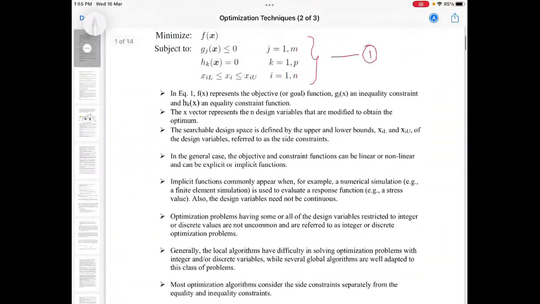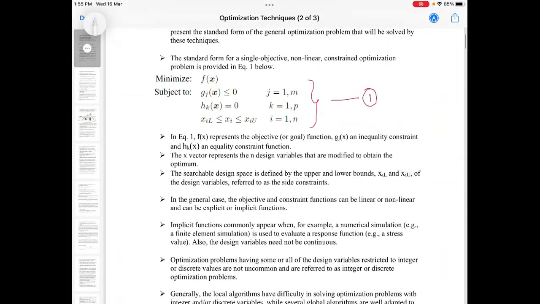As you can see here, the side constraints are given by xi lower less than or equal to xi less than or equal to xi upper, and the constraint functions gj of x less than or equal to 0 and hk of x equal to 0. The side constraints can be defined according to the fourth equation.